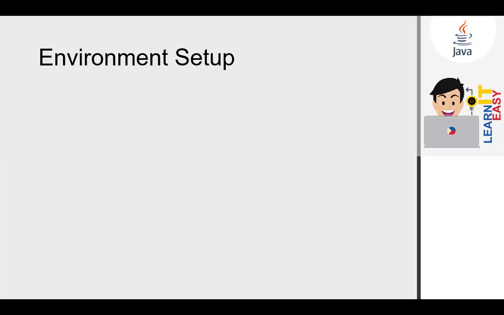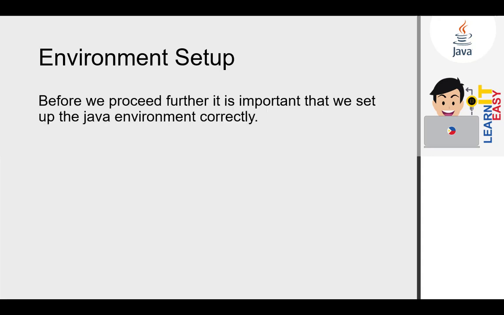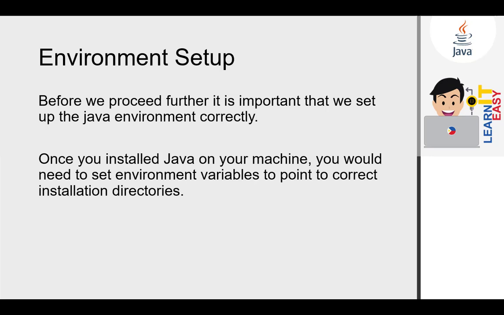So, setting up the environment variable. Before we proceed further, it is important that we set up the Java environment correctly. Once you installed Java on your machine, you would need to set the environment variables to point to the correct installation directories. The reason why we need to set up the environment variable is because when we compile a Java code, you need to execute the javac.exe, which is under the bin directory where the JDK is installed on Windows.